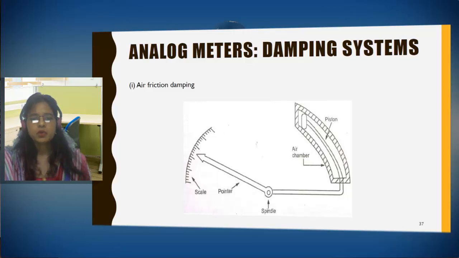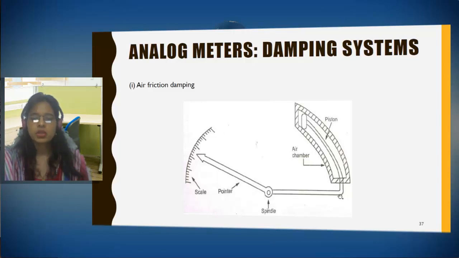This is the diagram of air friction damping, which is applied in analog meters. What is there in this construction? You can see there is a pointer which gives a deflection. This is the scale over which the pointer moves, and the position at which it stops will give us the quantitative value. This is the pointer, this is the spindle upon which the pointer rotates, and this is a piston which is connected to the pointer.